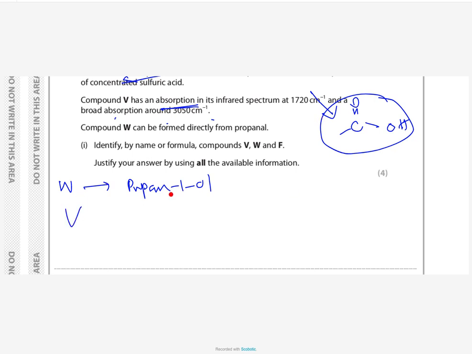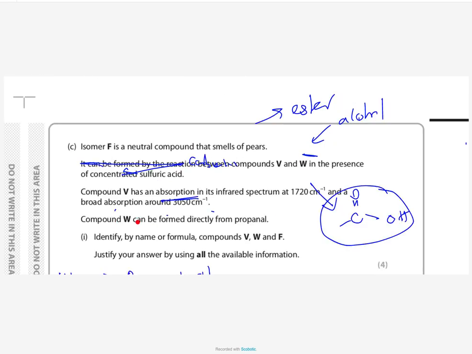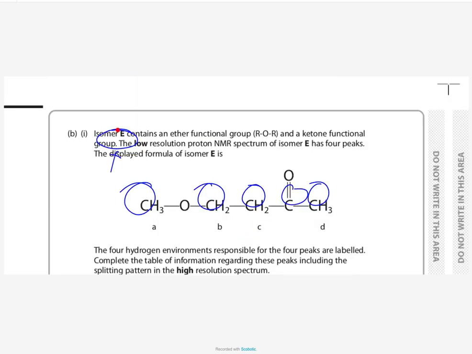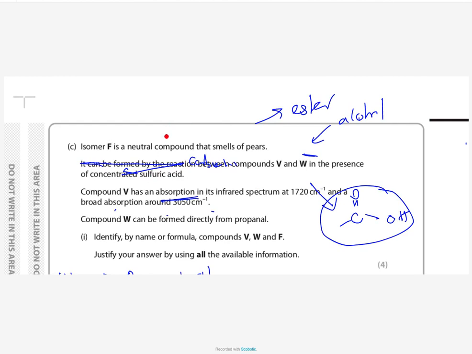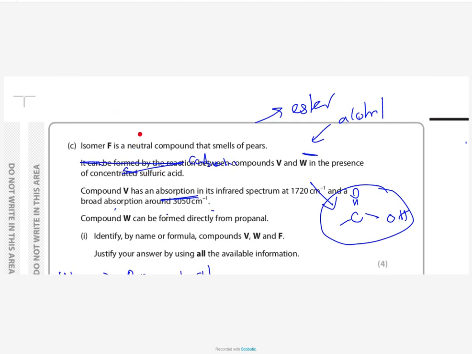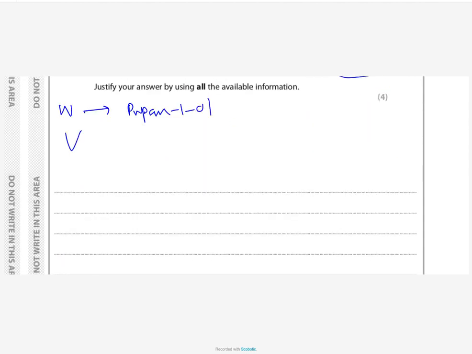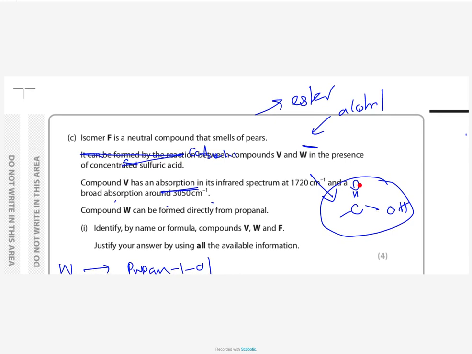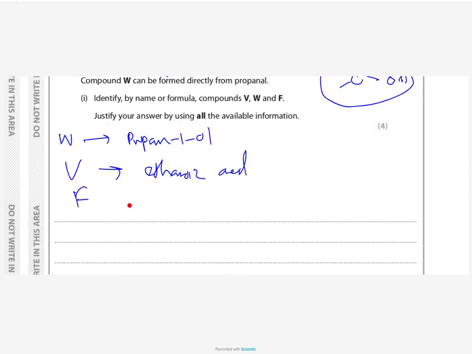And V has to be a carboxylic acid. How many carbons? This has 5 carbons in total, right? It says F is an isomer of E, no? F is a neutral isomer, 5 carbons, so with propanol this has to be ethanoic acid. And V and W form F. What is F? An ester: propyl ethanoate. That's the ester. Got it?